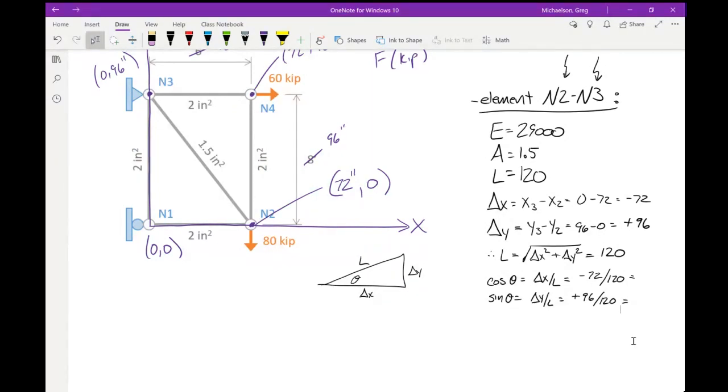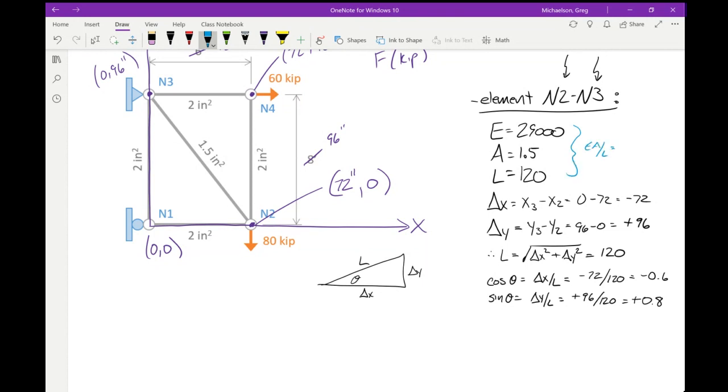All right, hold on. You might want to check your calculator again, because this should be negative 0.6 even, and this should be positive 0.8. There you go. Right? And while we're at it, one more thing.